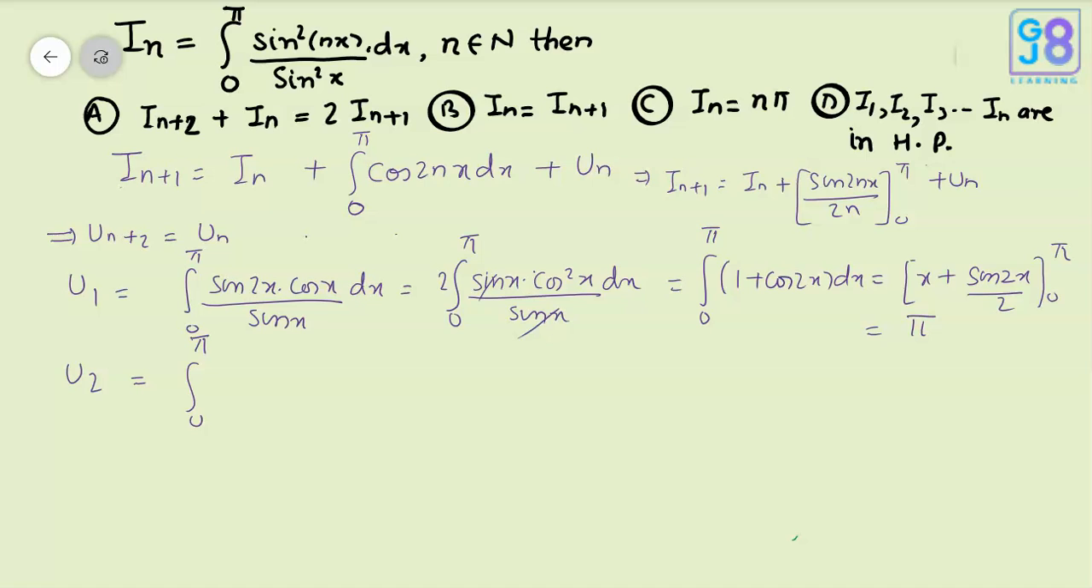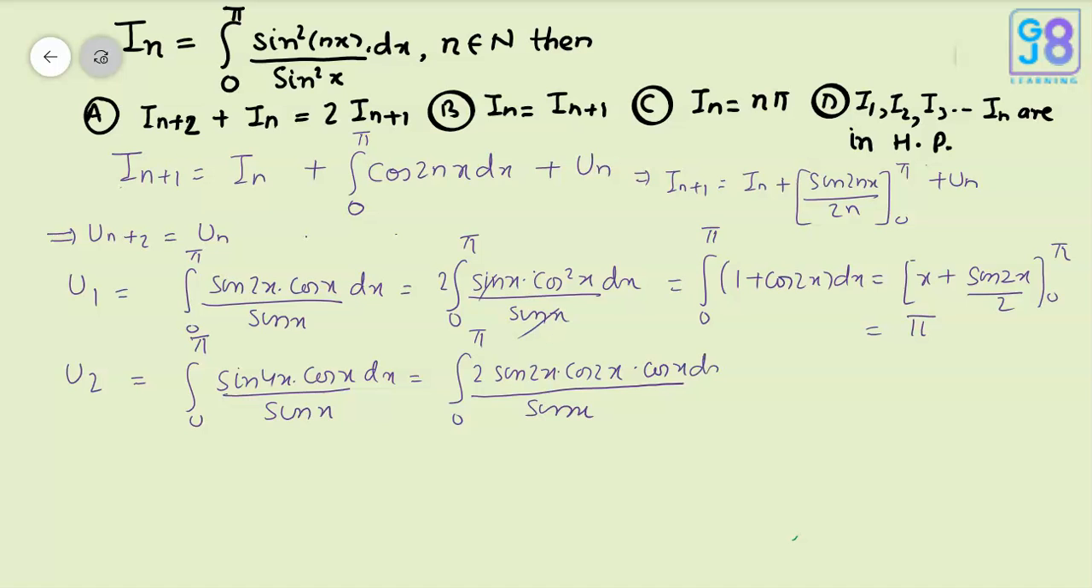Similarly, we can calculate u2 also. So we write integral 0 to pi of sine 4x times cos x over sine x dx. So again we break sine 4x as 2 sine 2x times cos 2x, and times cos x over sine x, and then we further break sine 2x as 2 sine x into cos x. So the idea is to get rid of the sine x in the denominator. So this will eventually give me 4 times integral 0 to pi of cos x times cos 2x. So that becomes cos square x times cos 2x. Sine x will get cancelled.